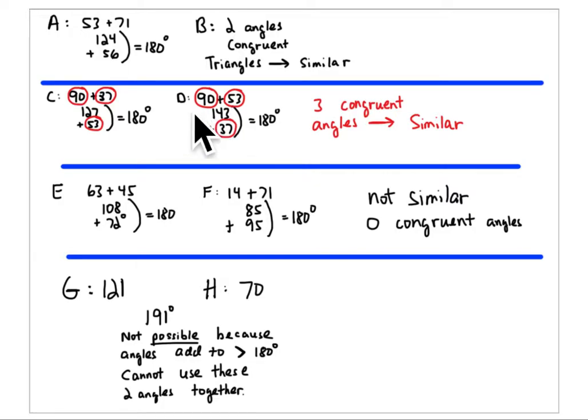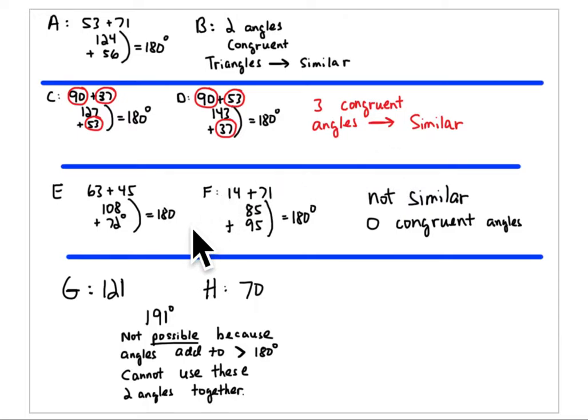So A and B, they give you the same exact angles, 2 angles. So these 2 triangles would be similar because you only need those 2 angles to have similar triangles. C and D, they give you 90 and 37 and then 90 and 53. Well, the difference between 90 and 37 is this 53 degrees, and what you need to add to 180 degrees given 90 and 53 degrees is that 37 degrees. So that tells you that all 3 angles are congruent. They all have the same measure of degrees. So they are similar triangles.